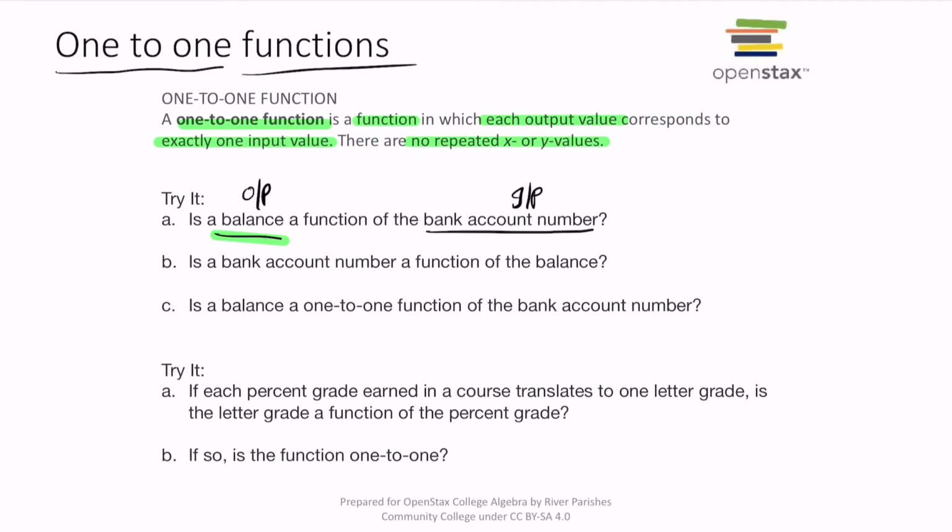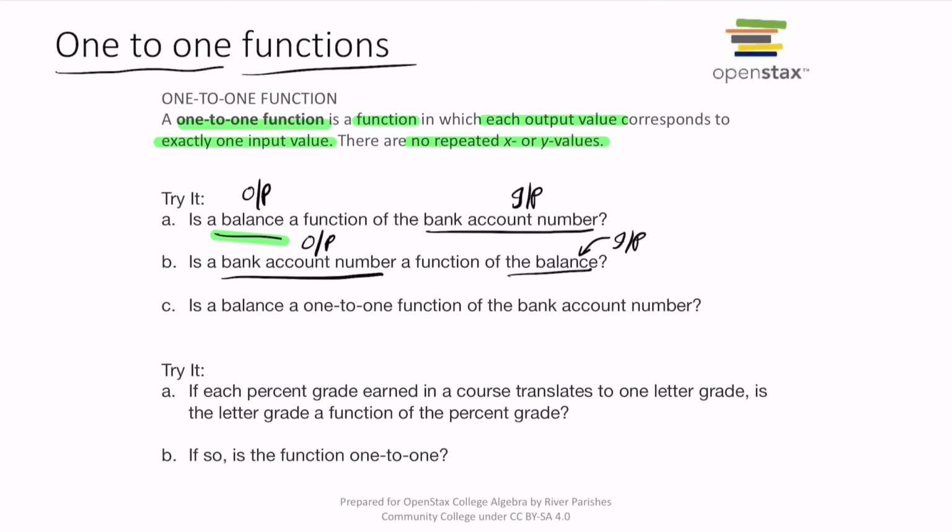The second question: is the bank account number a function of balance? Now, the balance is the input and the bank account number is the output. Now, this is the question, is it a function or not? No. The point is that every single bank account number will have its own unique balance, or every single balance will have its own unique account number.